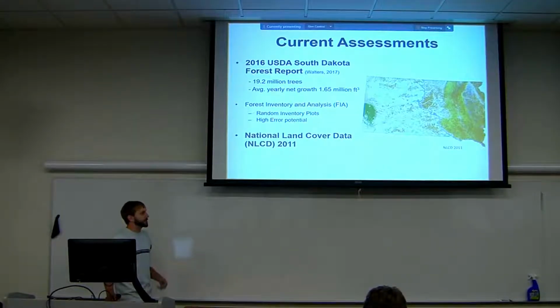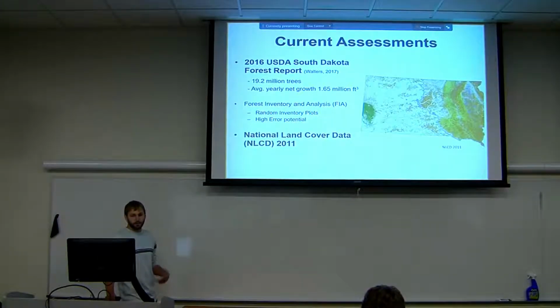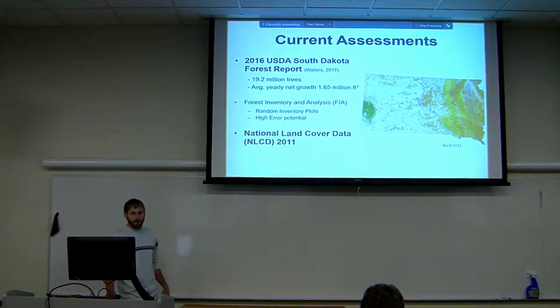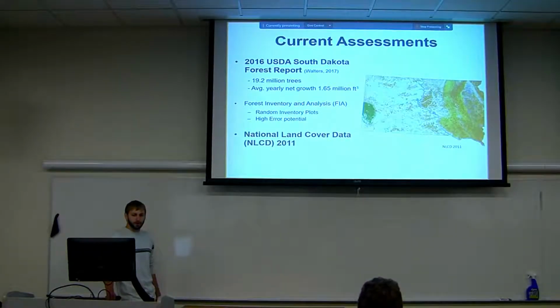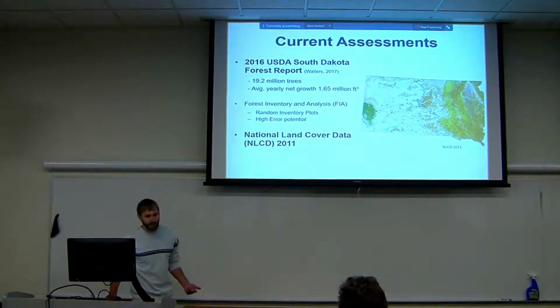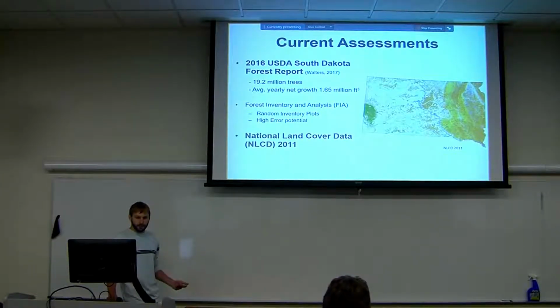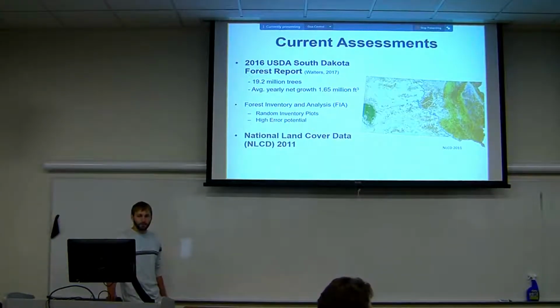Currently, junipers can be assessed at a state level. For South Dakota, this is done through the South Dakota Department of Agriculture, where their 2016 forest report has estimated Rocky Mountain junipers at about 21 million trees and eastern red cedars at 19.2 million trees. They also have shown a yearly net growth of around 1.65 million cubic feet.